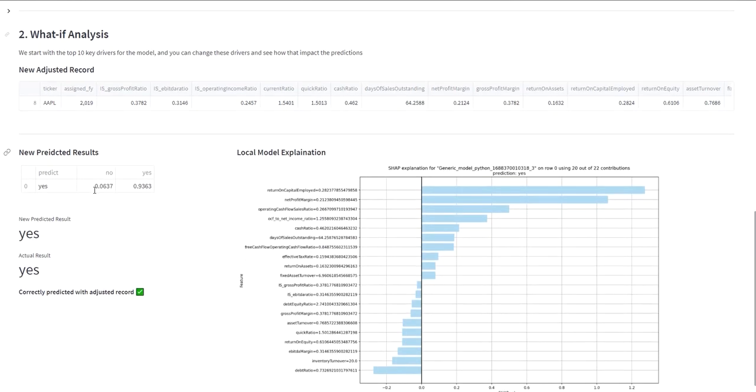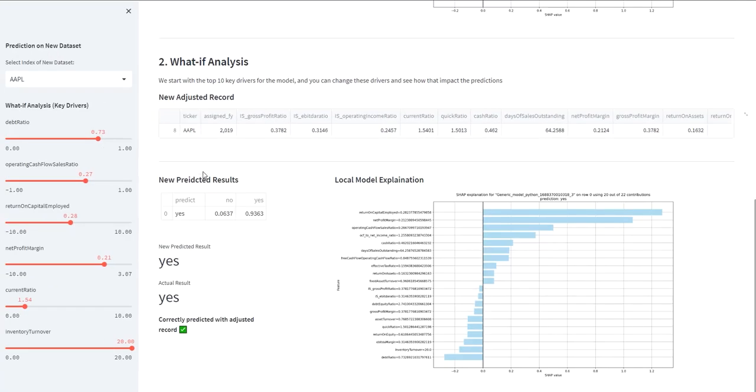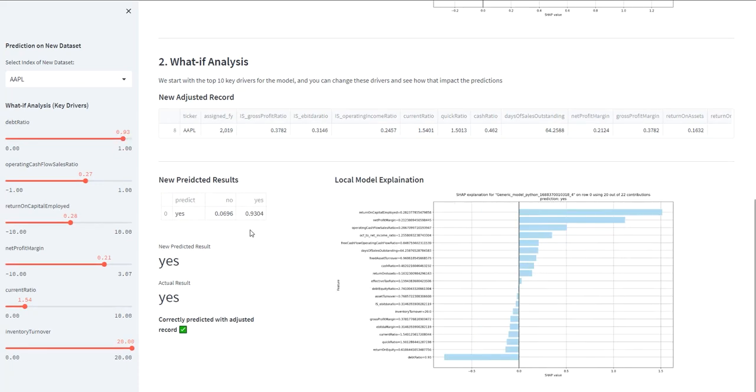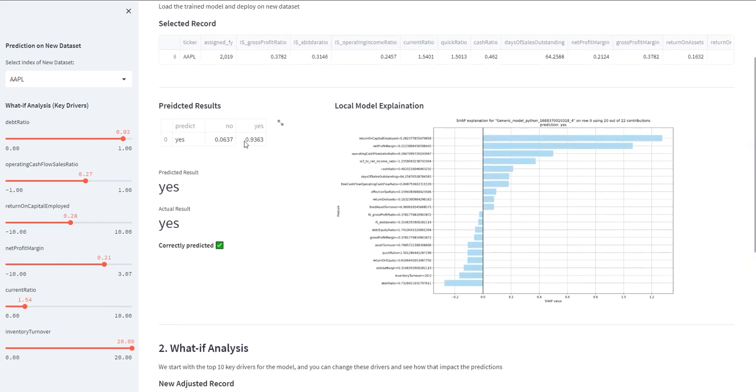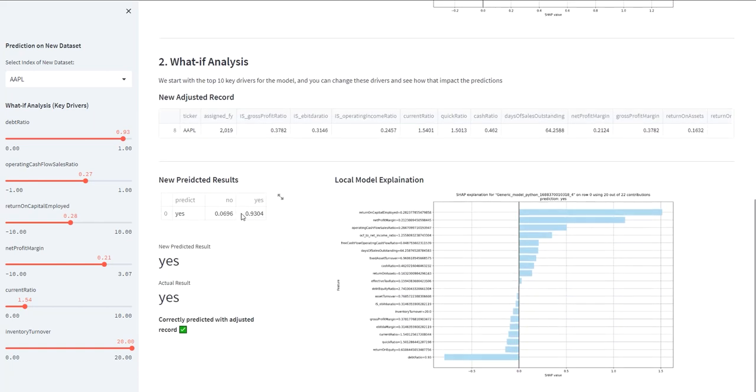So the next step is what-if analysis. Basically, you are wondering what if Apple's, this is like we are doing some sensitivity study, right? You can say, what if Apple's debt ratio is super high? How will that change the results? You can say if we increase the debt ratio from 73% to 93%, the probability of an investment grade bond drops from 93% by a little bit, right?